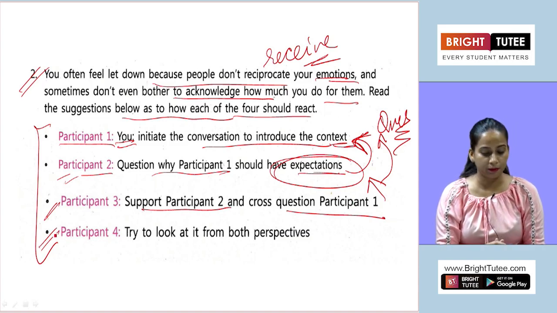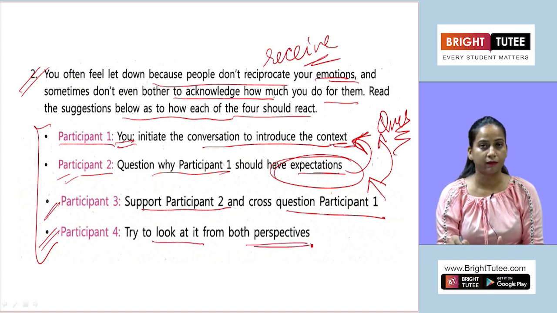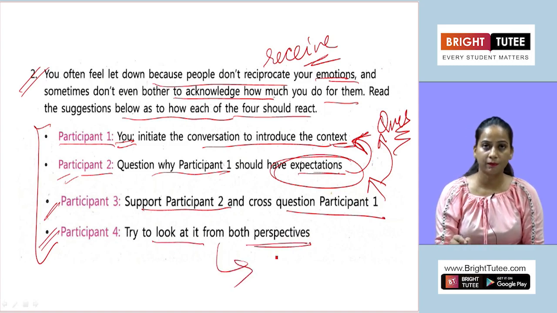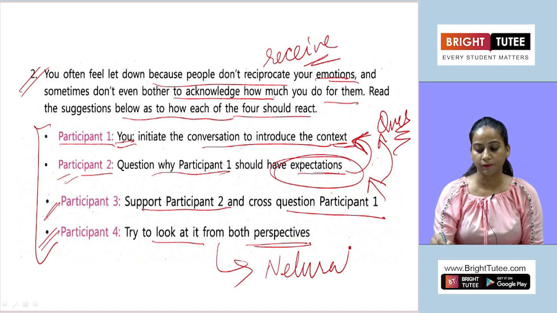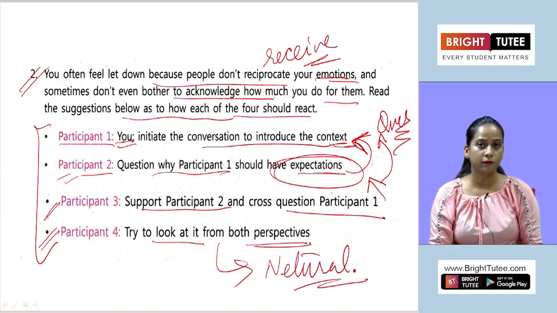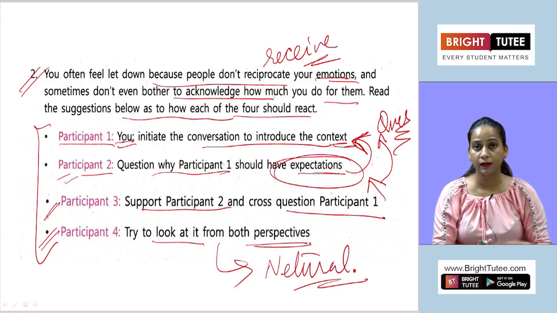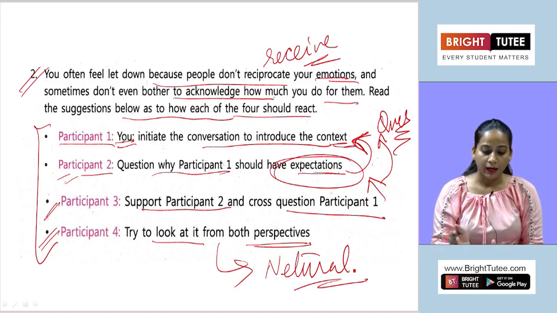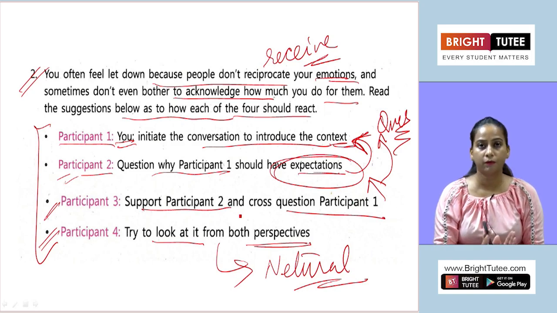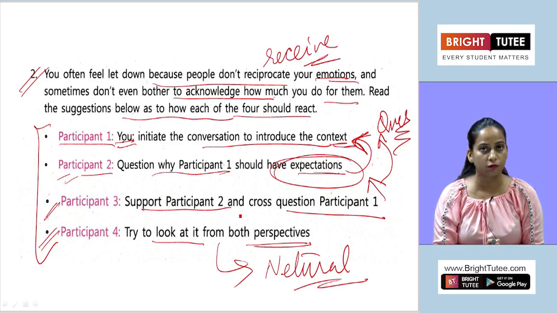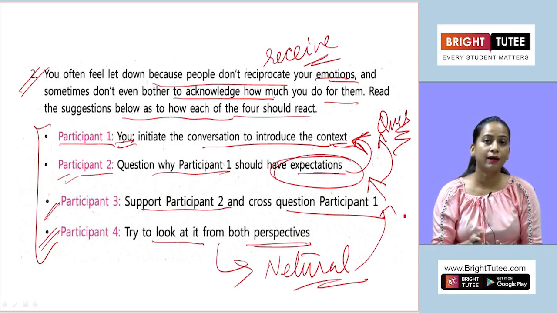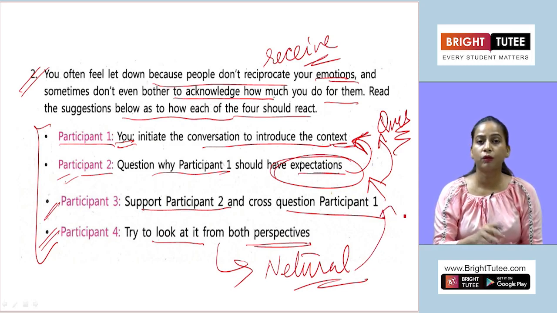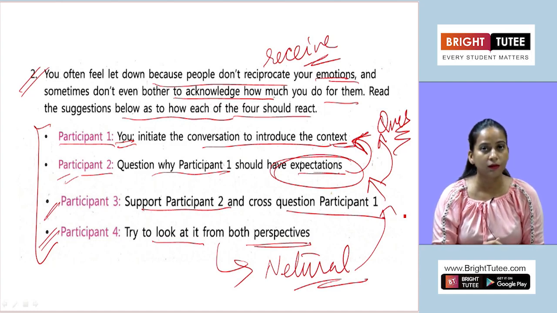The fourth participant tries to look at it from both perspectives. The fourth group member is going to play the neutral one, looking from both perspectives. From the side of participant 1, why are people ignoring him, why are they not paying attention to him, if he is doing that much work for them, why is he not being acknowledged for the same. And from the perspective of participants 2 and 3 also, that they are also correct, that why should participant 1 have that much expectation from others.